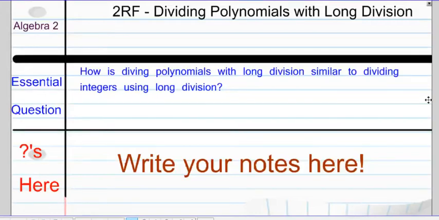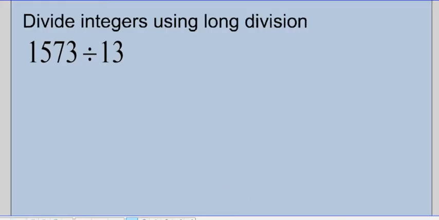Welcome Algebra 2. This is video 2RS F, dividing polynomials with long division. The essential question is, how is dividing polynomials with long division similar to dividing integers using long division? Let's begin. So just a little bit of review.